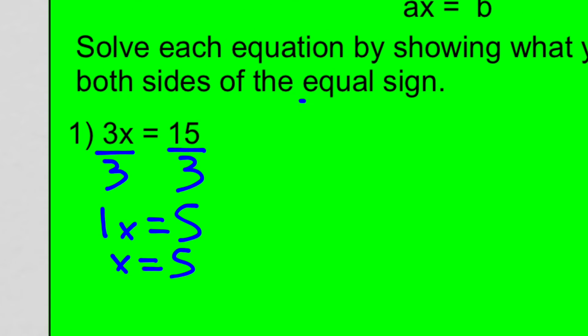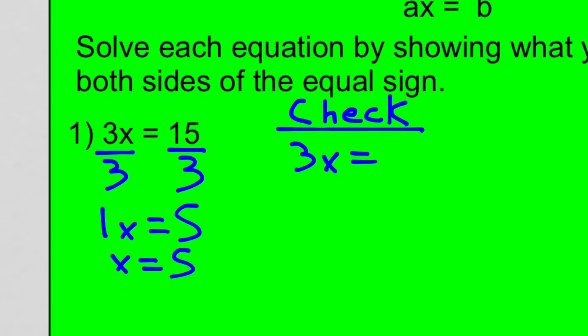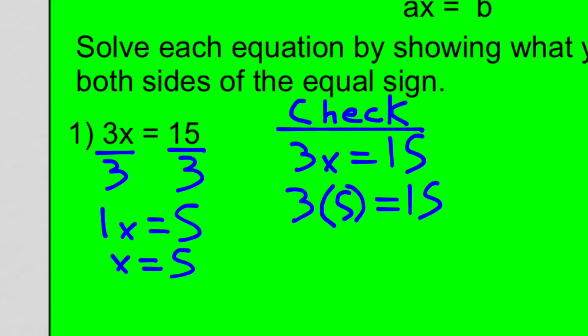Now, just like before, we're going to check our equation as well. So our equation was 3x, 3 multiplied by some number equals 15. So I will work down the page and I'll replace my x with 5, which was the answer. And is that statement true? Does 3 times 5 equal 15? Absolutely. And since both sides of the equation are the same, you can check that off.